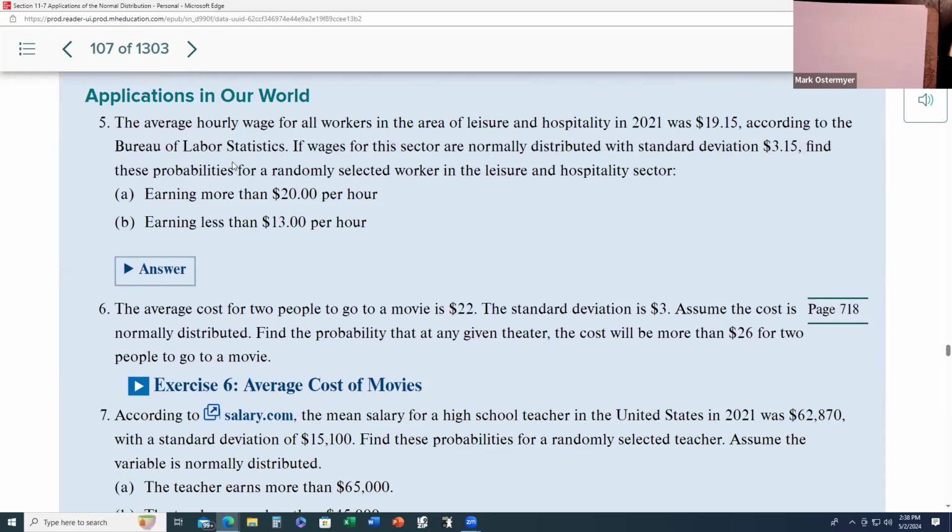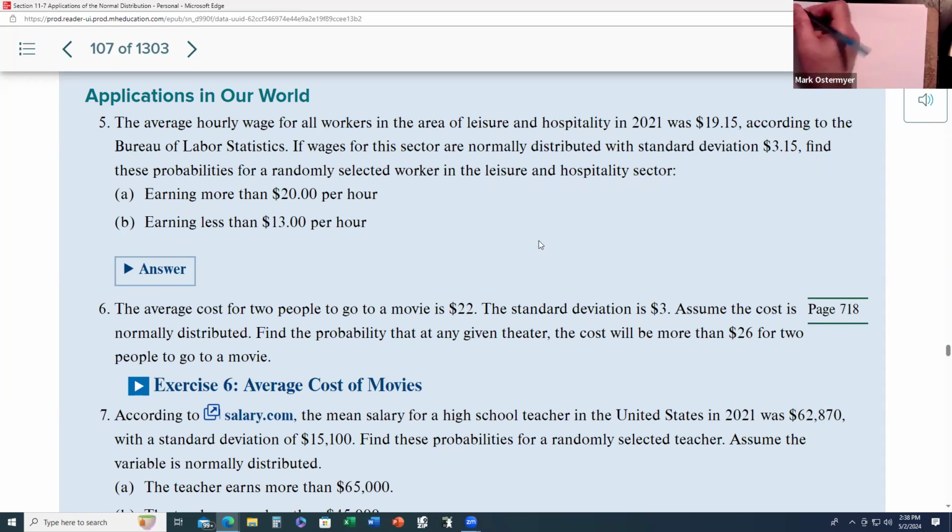It says the average hourly wage for all workers in the area of leisure and hospitality in 2021 was $19.15, according to the Bureau of Labor Statistics. If wages for this sector are normally distributed with a standard deviation of $3.15, find these probabilities for a randomly selected worker in the leisure and hospitality sector. Question A, they want you to find the probability that their earnings are more than $20 per hour.